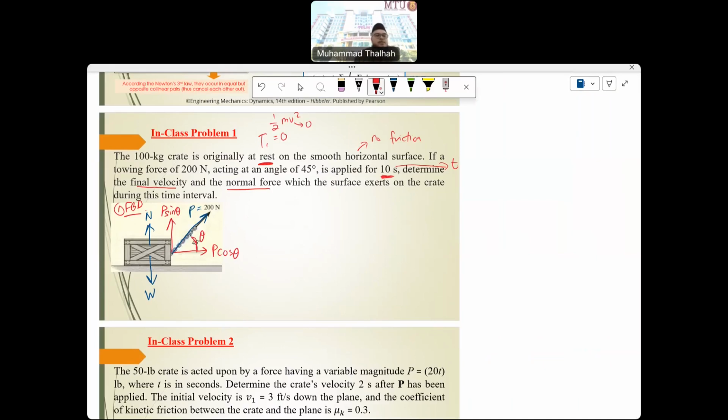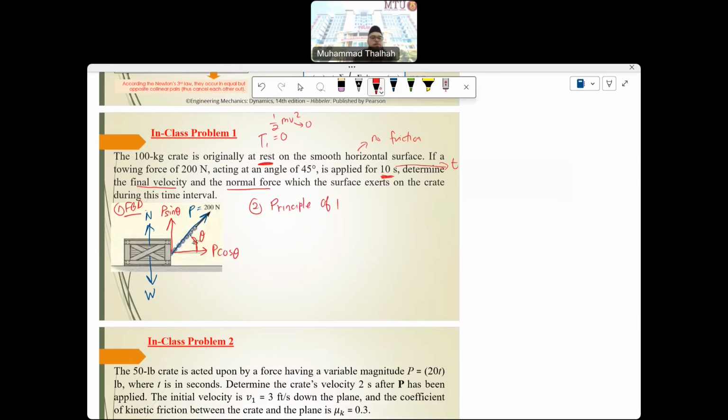Now what? Now we can apply the principle of impulse and momentum, right? PIM. I'm not gonna write everything. Principle of impulse and momentum, right? You know what? Let me just write it properly for the first time.